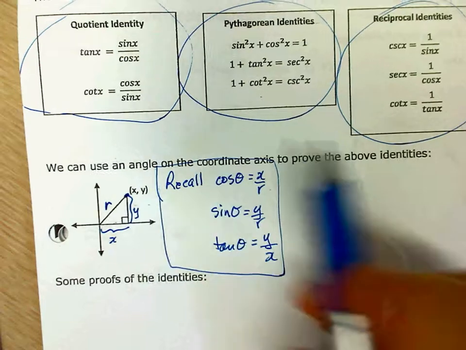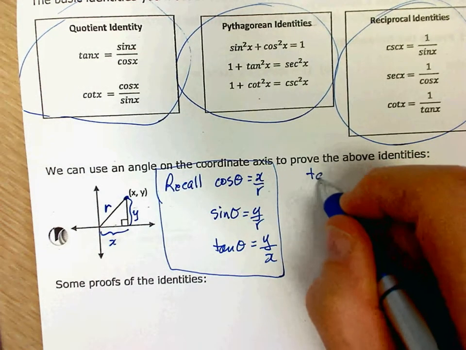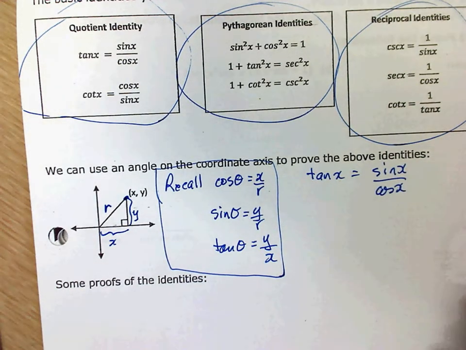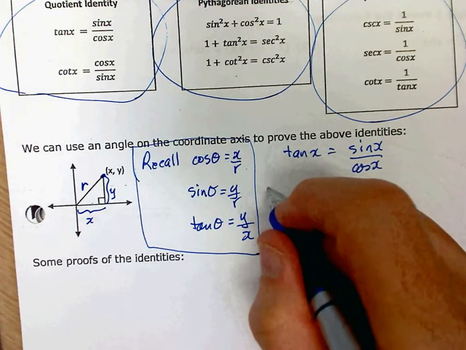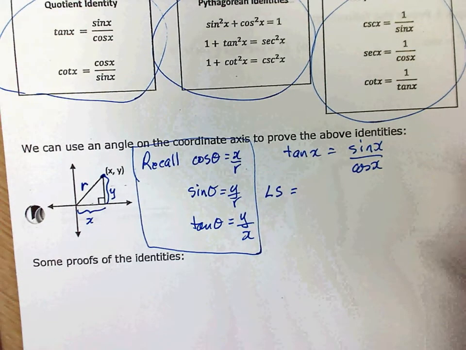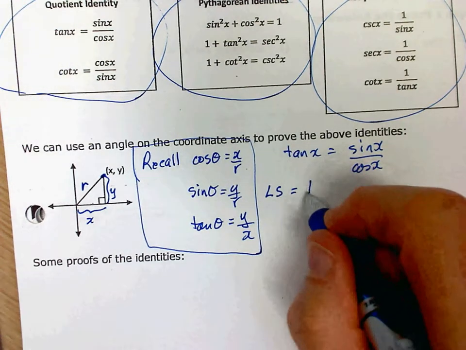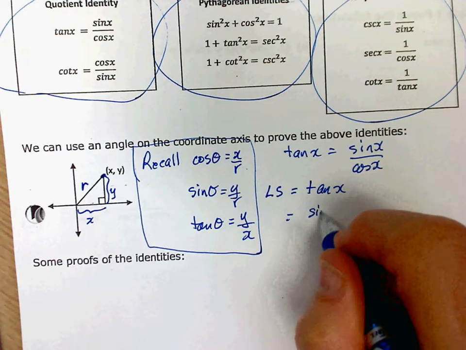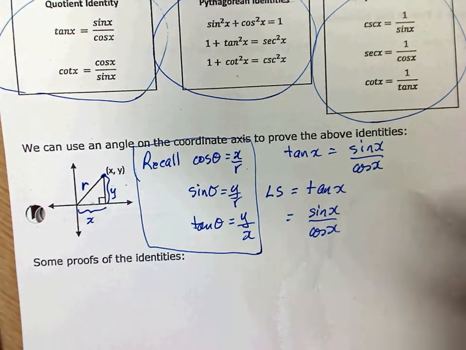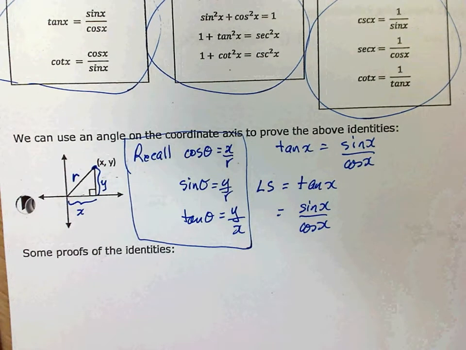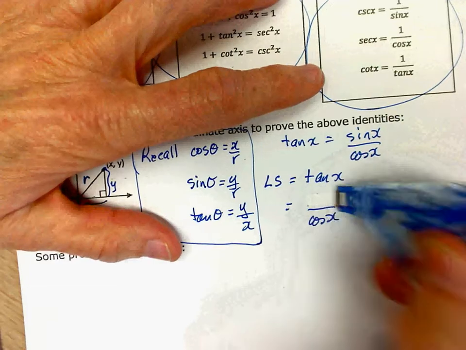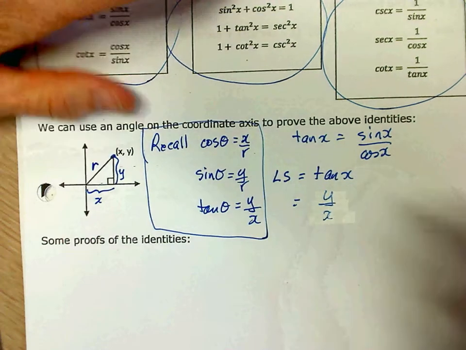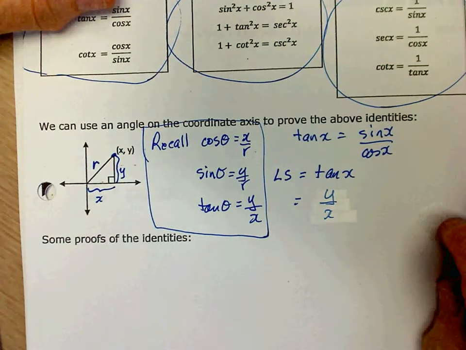All right, so the first one is tan x equals sine x over cos x. Whenever you do a proof, you always separate the left side from the right side. So left side equals tan x. I'm trying to prove that, I can't just state it. Tan x equals y over x. So far, so good? Opposite over adjacent. We're good with that?